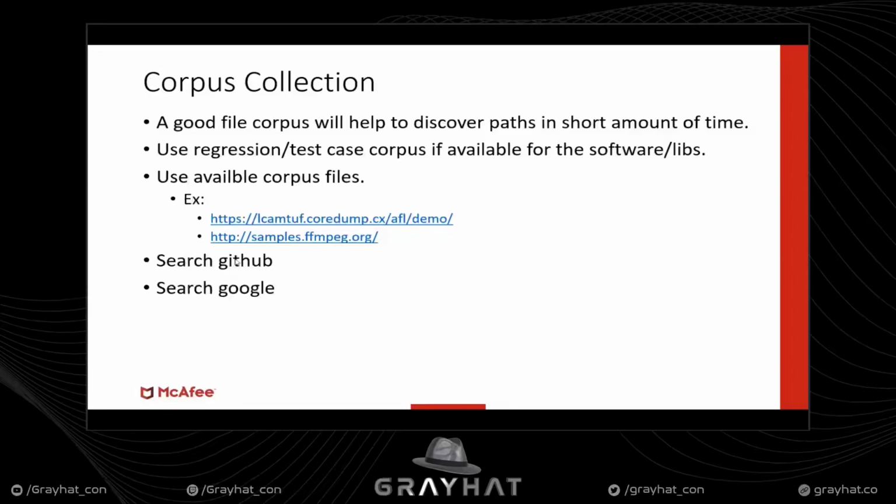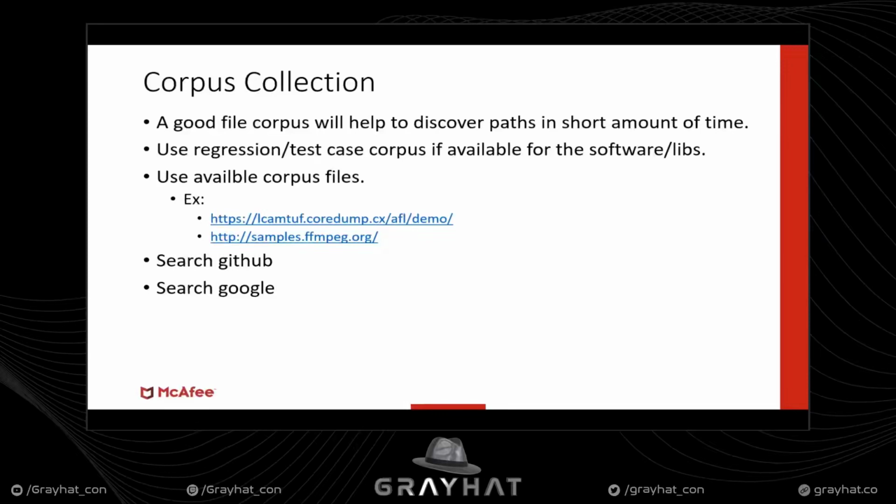One of the ways of collecting a corpus is to look for regression test cases. If you are fuzzing some open source library or software, then they generally maintain a good corpus of all the crashes, all the test cases which they have fixed. So that will be a good start. We'll be seeing them in part 2 when we'll be fuzzing tcpdump with that.